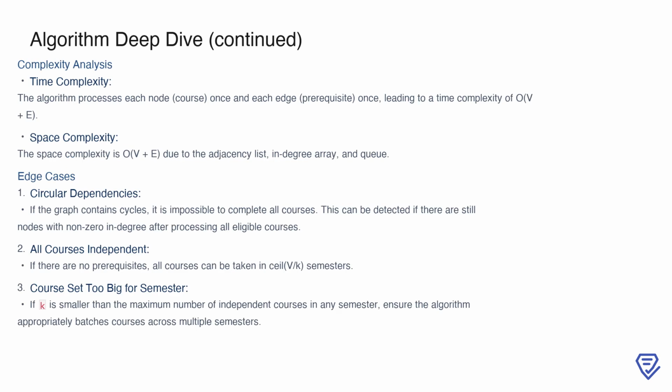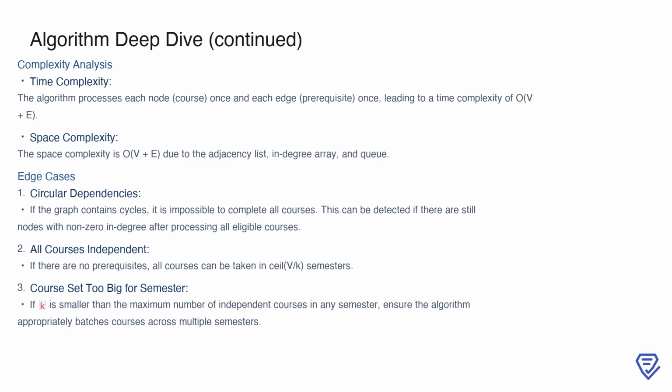Analyzing the complexity of this algorithm gives us insights into its efficiency. The time complexity is O(V + E), as we process each course and each prerequisite exactly once. The space complexity is O(V + E) as well, due to the adjacency list, in-degree array, and queue. Several edge cases must also be considered. For example, if the graph contains circular dependencies, it will be impossible to complete all courses. This can be detected if nodes with non-zero in-degrees remain after processing.